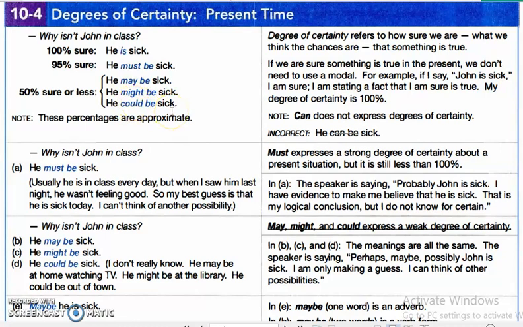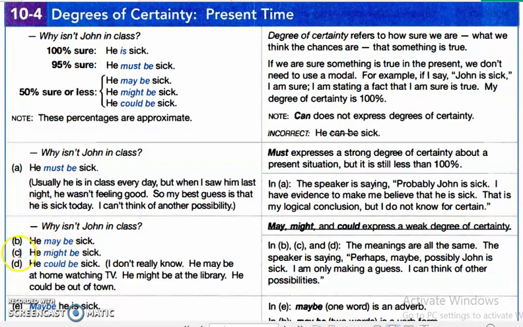Remember, in expressing degrees of certainty, you cannot use can. Can does not express degrees of certainty. For example, he can be sick. So it's incorrect. Okay, let me explain one by one. If you say must, he must be sick, in giving explanation about something that you are almost 100% sure, use must. Because it expresses a very strong degree of certainty about a present situation, but still it's not 100%, but almost 100%.